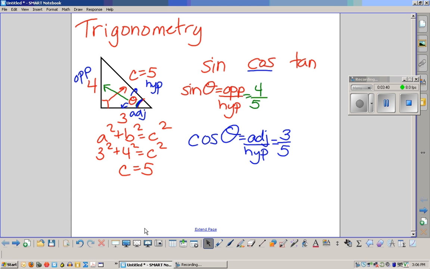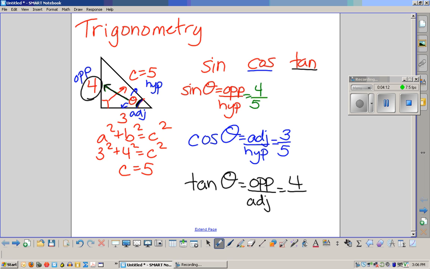And the last ratio that we talk about is tangent. It's abbreviated TAN. So the tangent of theta. Remember, we're always working with respect to one of the acute angles. Tangent is opposite over adjacent. We already have our sides labeled here, so from angle theta, the opposite side is 4 over the adjacent side, which is 3. So the ratio between the opposite side and the adjacent side with respect to angle theta is 4/3.